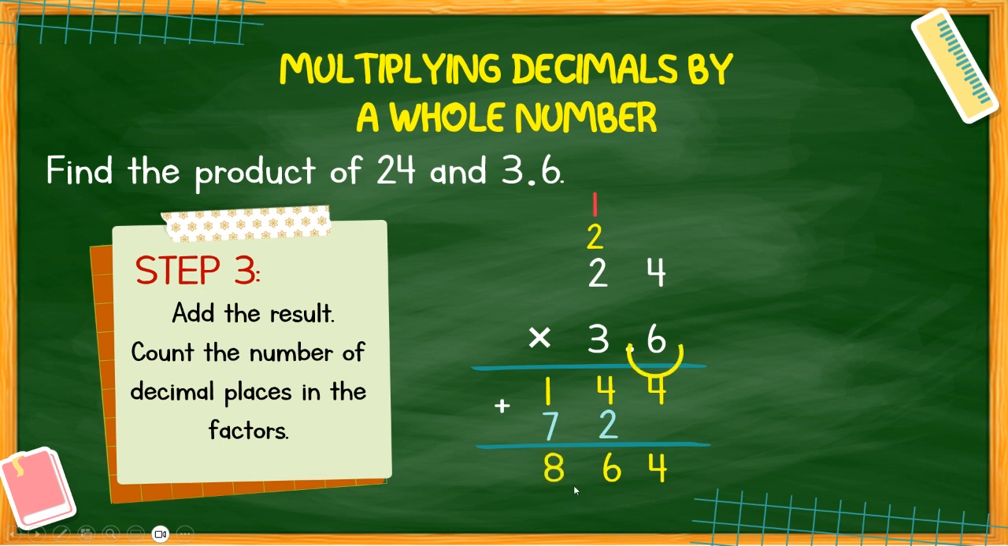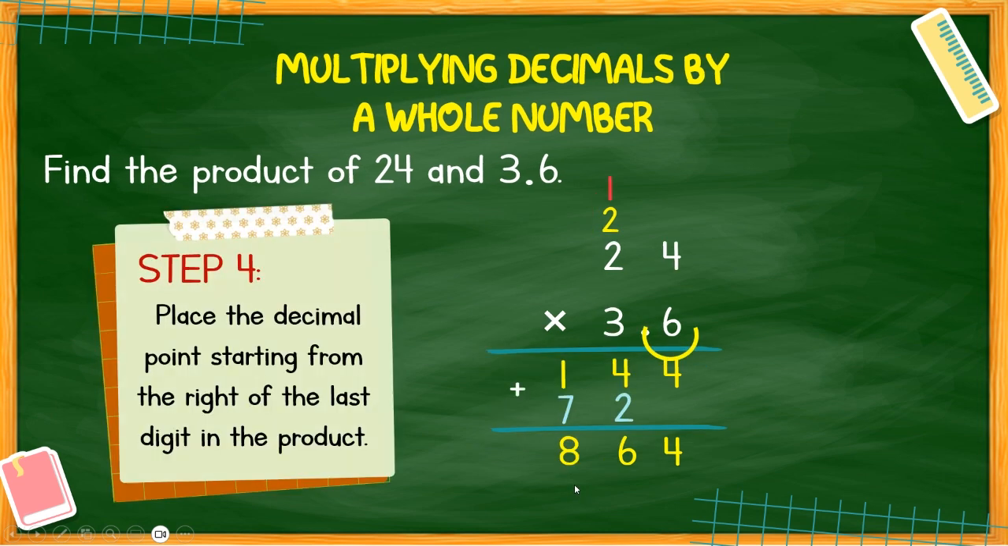And then, as you notice, step number 4, place the decimal point starting from the right of the last digit in the product. So as you can see, how many decimal places for 24? We have no decimal places because this is a whole number. And then for 3 and 6 tenths, how many decimal places? We have 1. So therefore, we have one movement to the left. Okay, so therefore, the answer is 86 and 4 tenths.